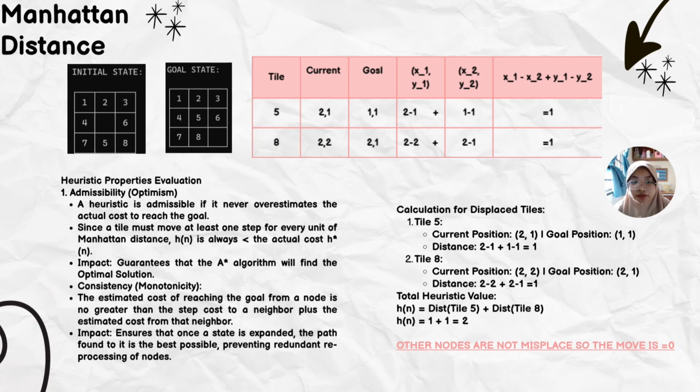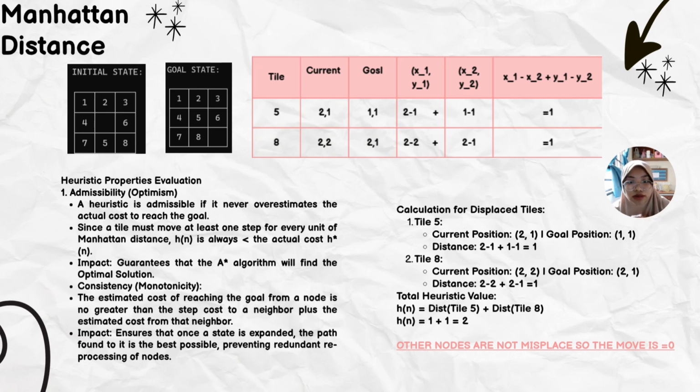For tile number 5, it is currently at coordinate 2, 1, but its goal is 1, 1. Using the formula, we calculate the vertical and horizontal distance, which gives us 1 move. For tile 8, it is at 2, 2, but it belongs at the goal 2, 1. Again, the calculation shows it is only 1 move away. For the other tiles, since they already match the goal state, their distance is 0.